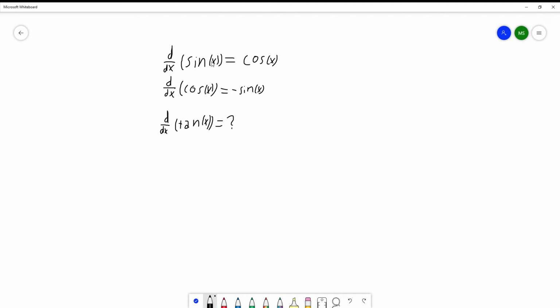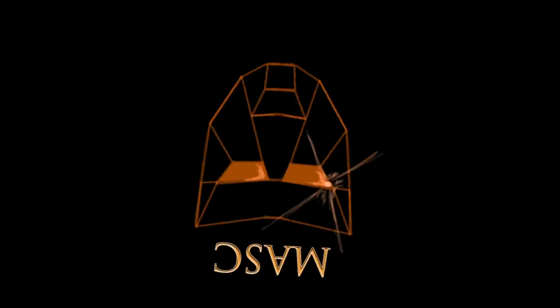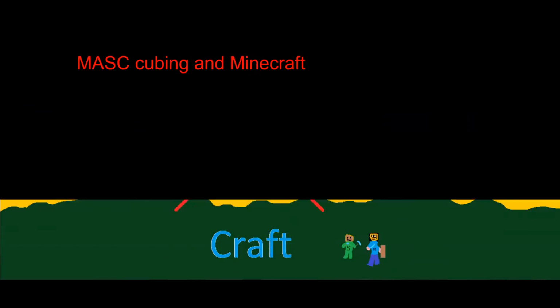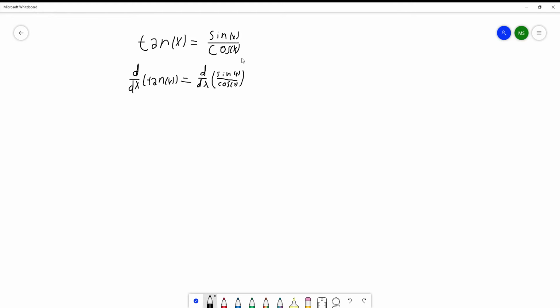We know that the derivative of sine of x is cosine of x, and the derivative of cosine of x is negative sine of x. But what is the derivative of tangent of x? We know that tangent of x is sine of x divided by cosine of x. So that must be true for the derivative. So the derivative of tangent of x is the derivative of sine of x divided by cosine of x.